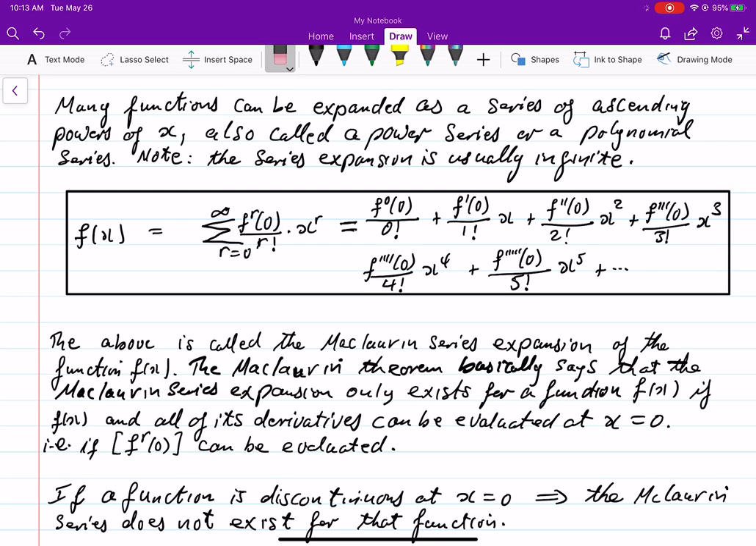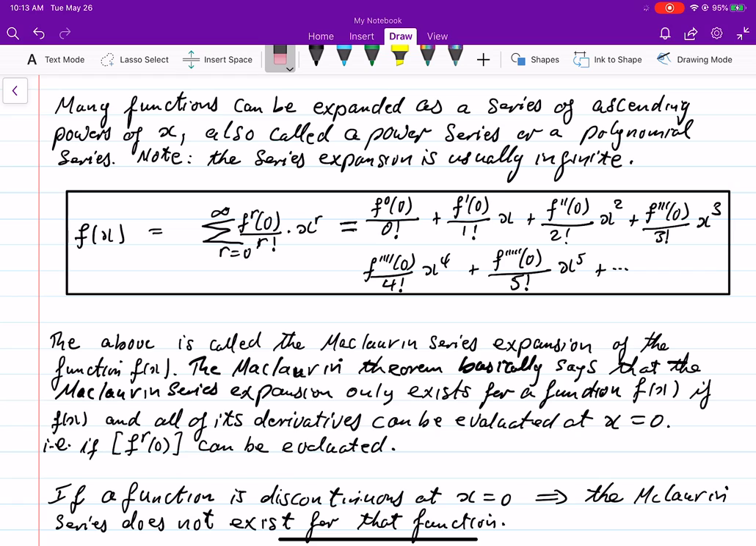The functions that you can actually expand, f of x, can be expressed as an infinite sum from r equals 0 to infinity of f^(r). That r that looks like a superscript on the f, that's r primes. I'll explain that in a minute. f^(r) of 0 divided by r factorial times x to the power r.